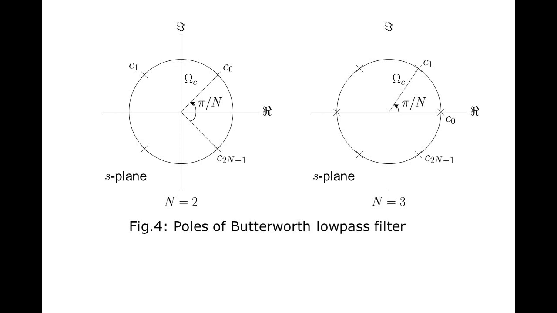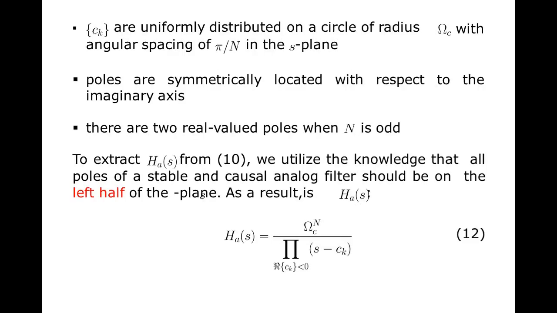See the locations of the poles of the Butterworth low pass filter. They lie on a circle. The locus of the poles of the Butterworth filter is a circle, and the angle between two poles is pi by n. So the Ck are uniformly distributed on a circle of radius ohm c with angular spacing of pi upon n in the S-plane. Poles are symmetrically located with respect to the imaginary axis. There are two real valued poles when n is odd.